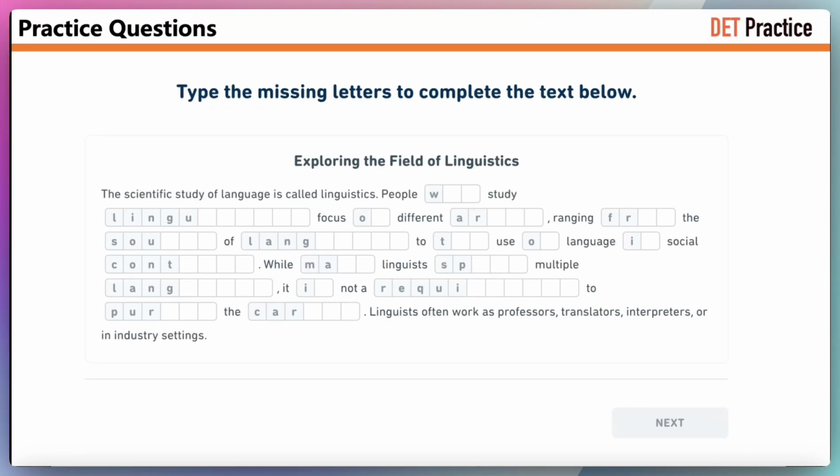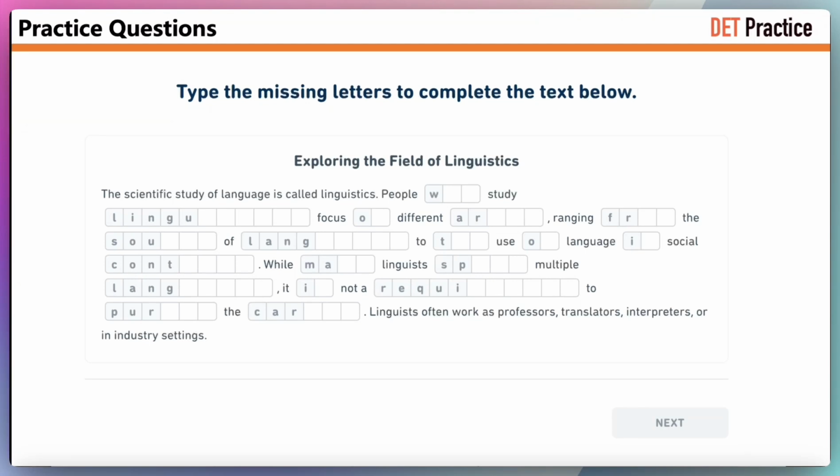All right, welcome back. Let's look at the question. The title is Exploring the Field of Linguistics. The first sentence says, the scientific study of language is called linguistics. This gives us the definition of linguistics. The last sentence reads, linguists often work as professors, translators, interpreters, or in industry settings. This tells us about the work areas for linguists. Let's look at the parts we need to fill in.